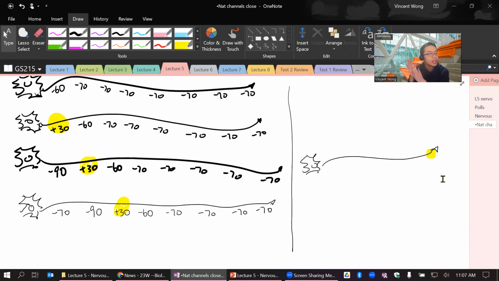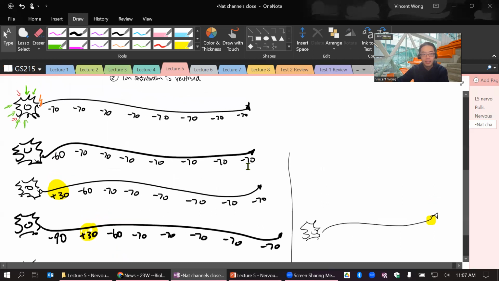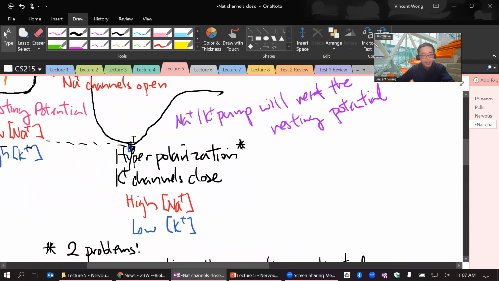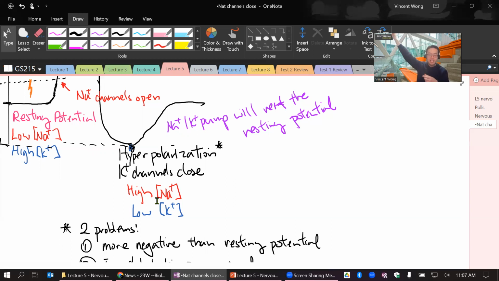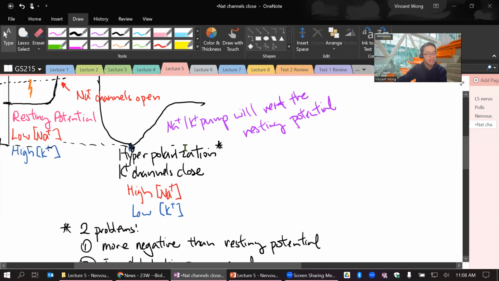I have a private message. Can you explain again how the minus 90? Yeah, sure. Okay, so minus 90 is right here, right? That's when it's hyperpolarized. It's too negative. The ions are all wrong, right? We have the sodium on the inside, and then we have the potassium that's outside. So we need to reset it, and that's the job of the sodium potassium pump, right? The sodium potassium pump will take all these extra sodium that's not supposed to be inside and send them back out, right? 3 at a time, and then we'll be bringing in 2 potassium to reset the resting potential. Does that answer your question?